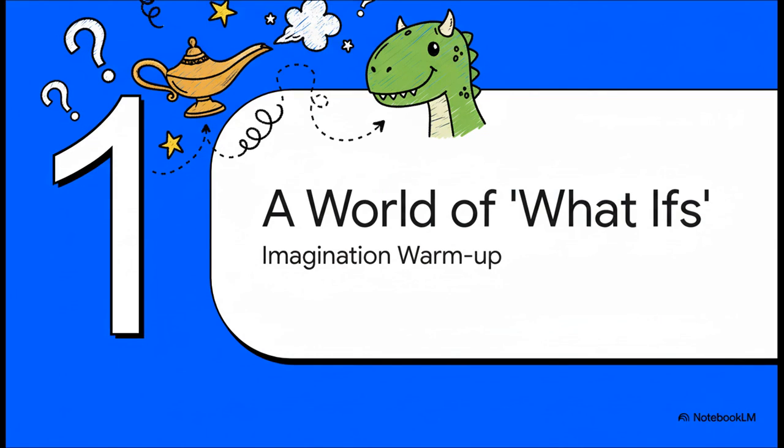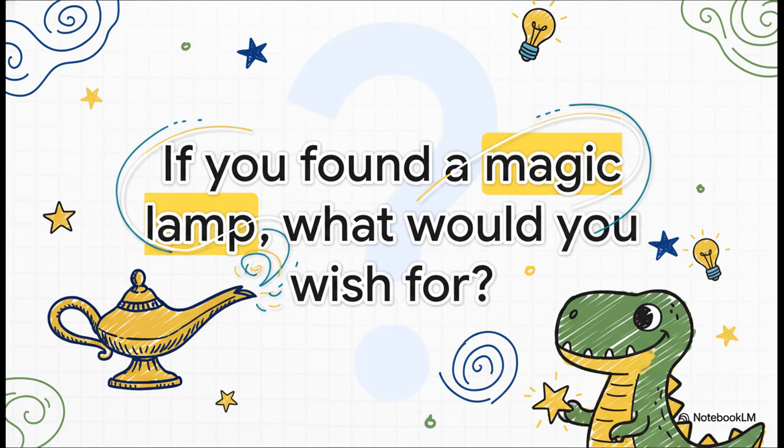Okay, before we even touch any grammar rules, let's warm up our imaginations a little bit. I've got a classic question for you, because you know what? We're starting with the fun stuff first. Just really imagine it for a second. You're walking along, and there it is, a real magic lamp. 3 wishes. What is the very first thing that pops into your head? Go on, think about it. Keep that idea in mind, because we're going to come right back to it in a minute.